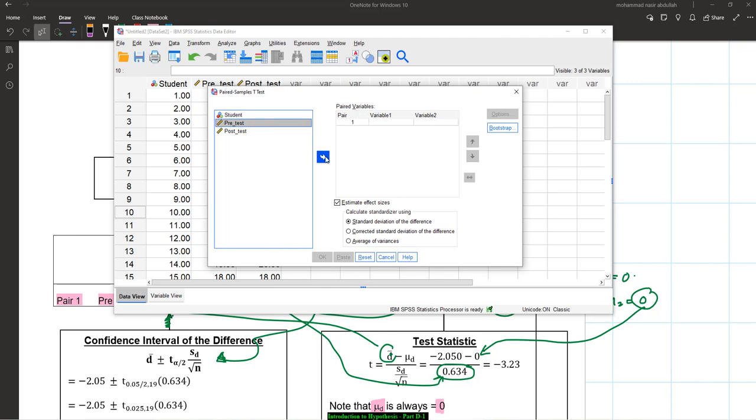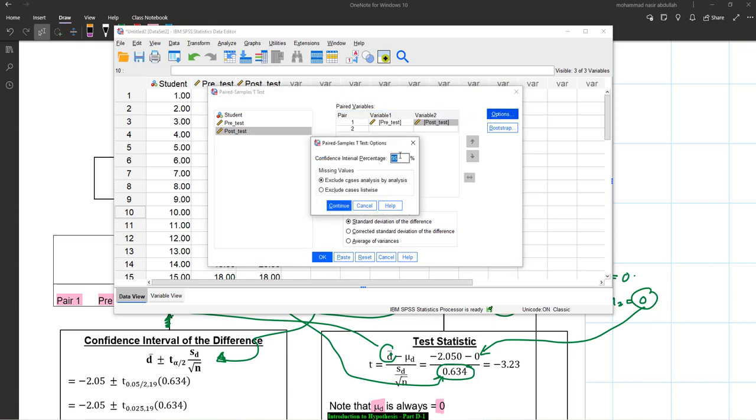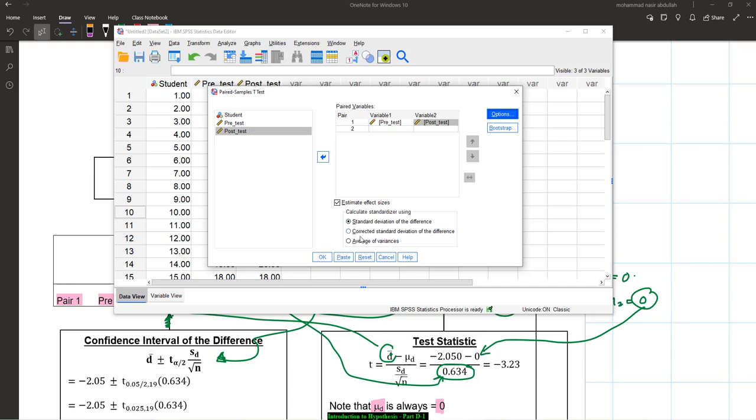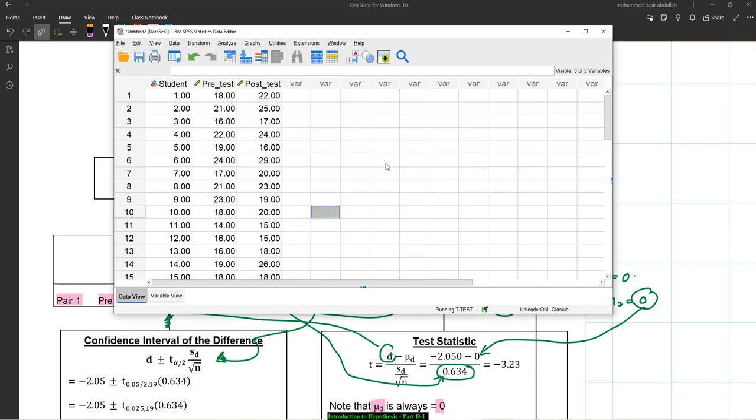We just input pre into variable 1 for row number 1 and post into variable number 2 in the same row, right? And then for option, we just maintain 95%. Otherwise, if you want to measure 99%, you just change it to 99%, right? And then we don't want the estimate effect size and click OK. So then we will get the result.